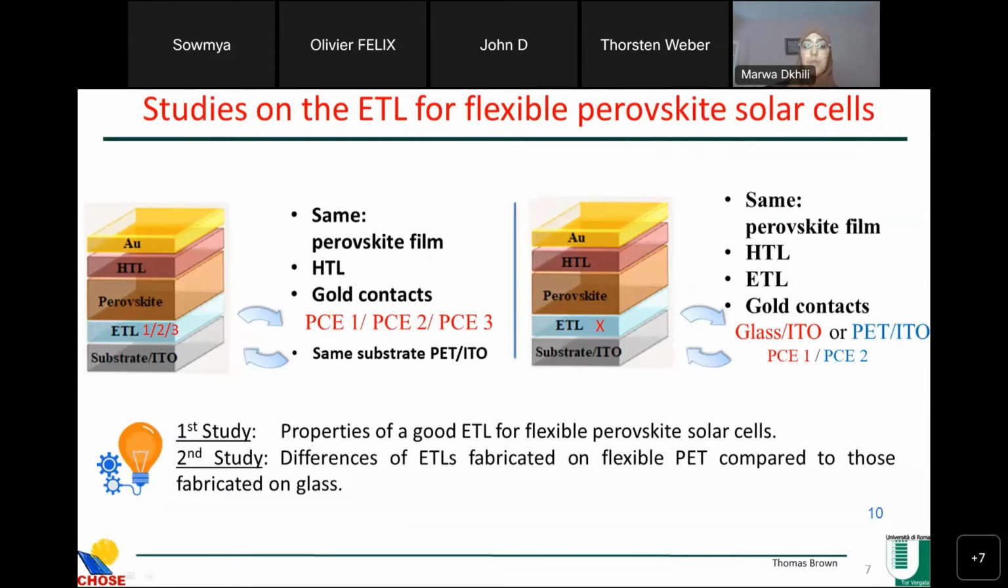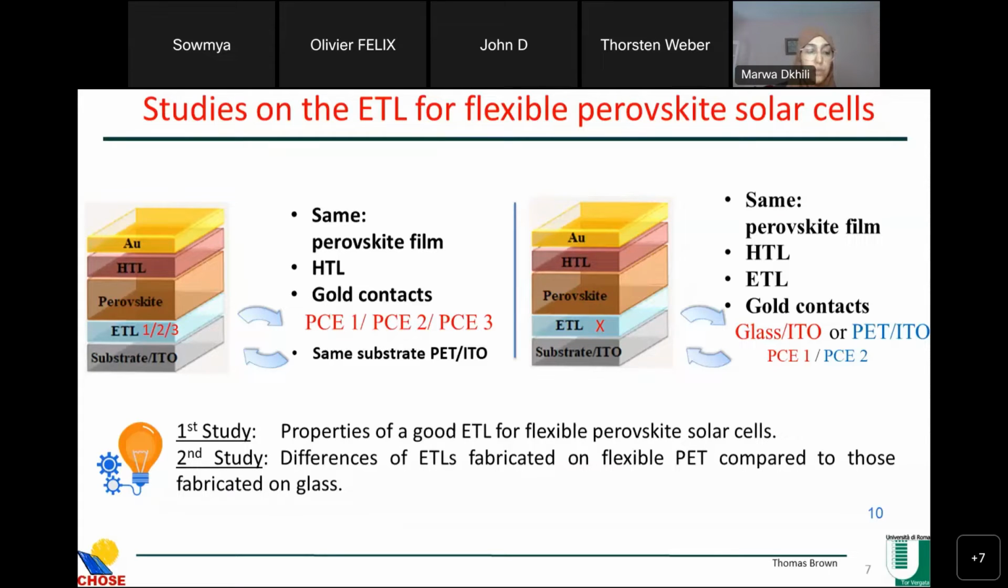So here we have two main studies. The first one is to study the properties of a good electron transport layer for flexible perovskite solar cells, and the second is to study the differences of electron transport layers fabricated on flexible PET compared to those fabricated on glass.